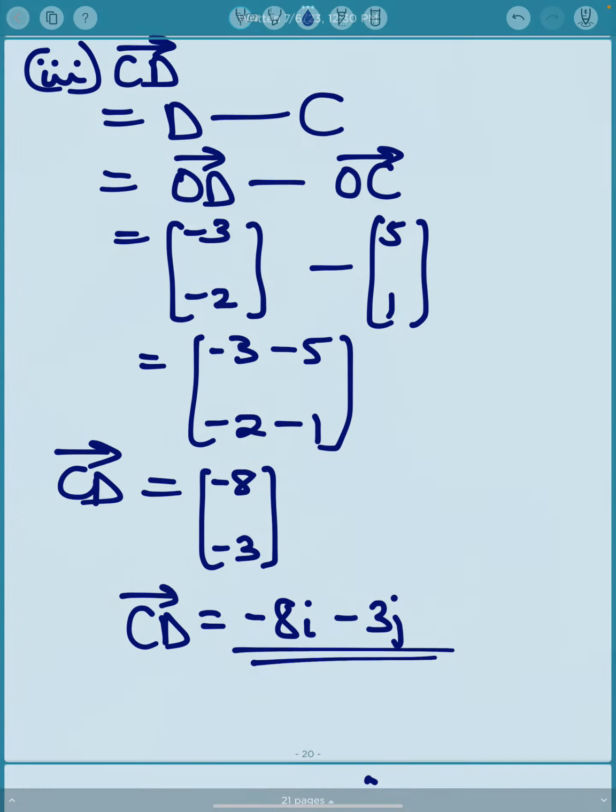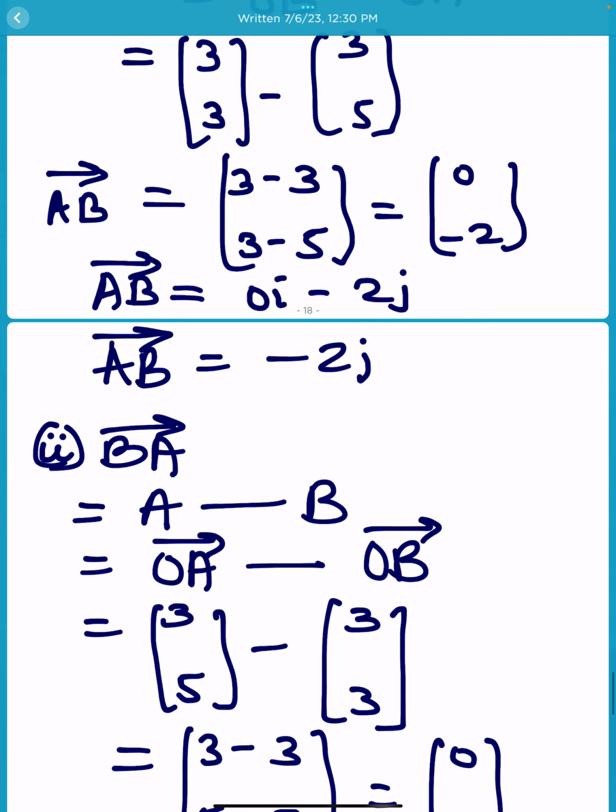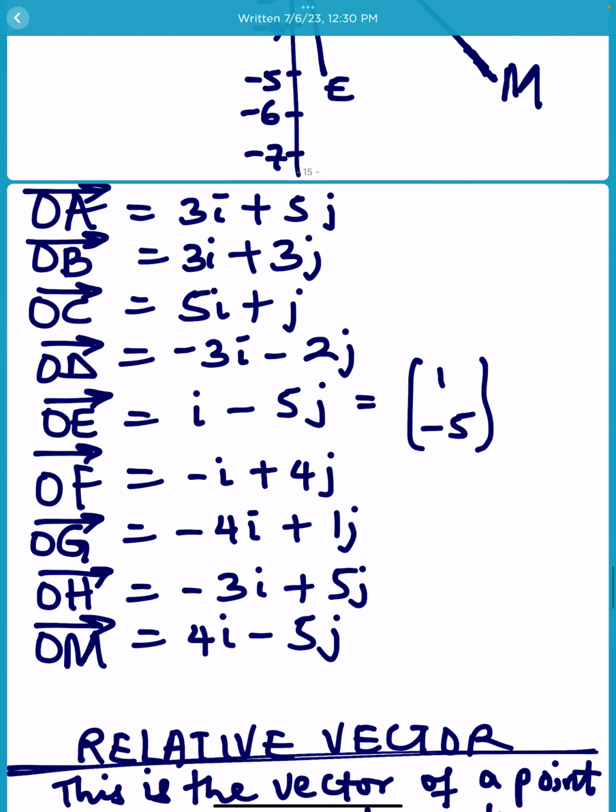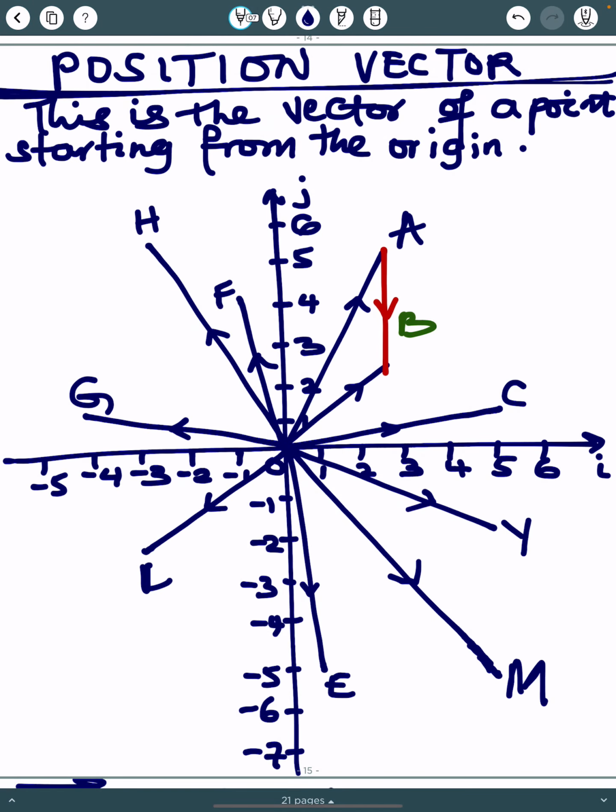That's vector CD. Now, I think we should include diagrams. Let me show how these vectors relate to each other, or how they are drawn. CD is the vector from C to D. Where is D on this diagram? I can see A, B, C, but okay, let's go to the next example. I think I've lost D. We'll come back to that later.